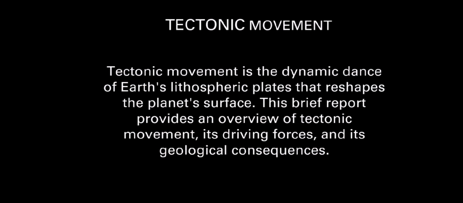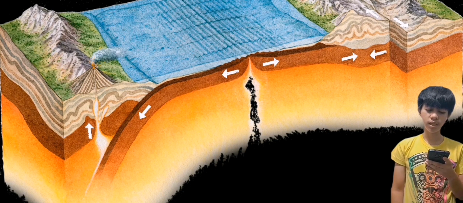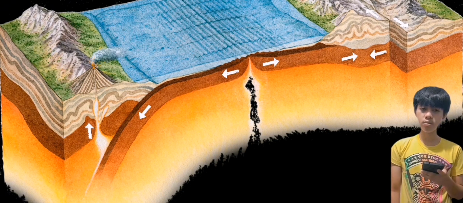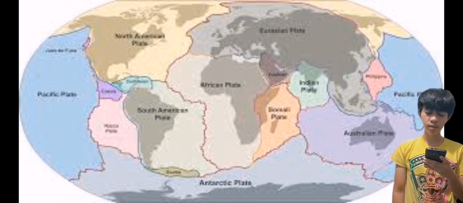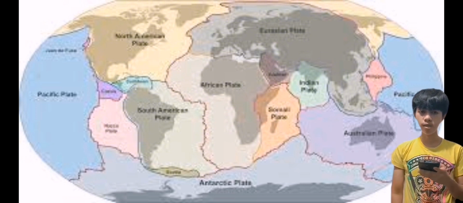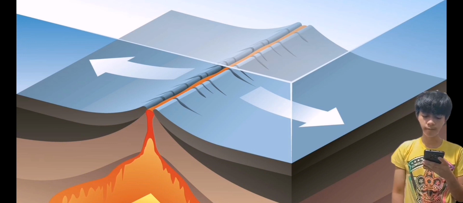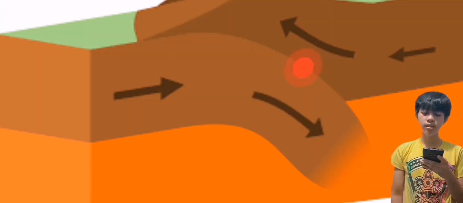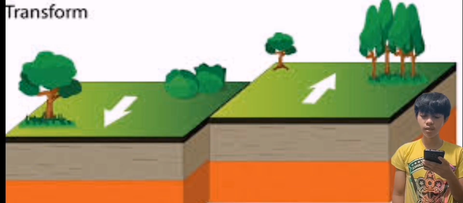Tectonic movement is the dynamic dance of Earth's lithospheric plates that reshapes the planet's surface. This brief report provides an overview of tectonic movement, its driving forces, and its geological consequences. Plate boundaries. Tectonic movement primarily occurs at plate boundaries where plates interact in three main ways. Divergent boundaries, plates move apart. Convergent boundaries, plates collide or subduct. Transform boundaries, plates slide past each other.